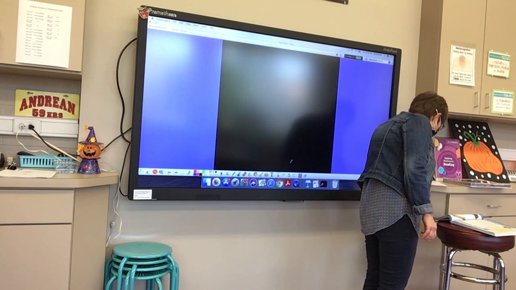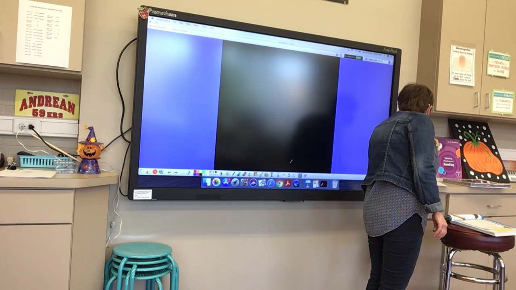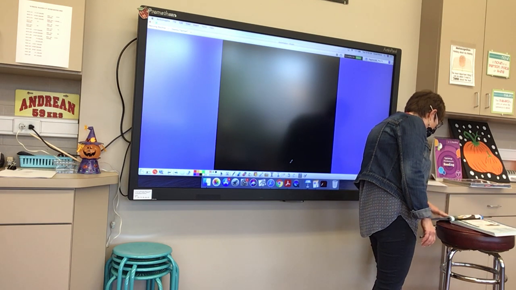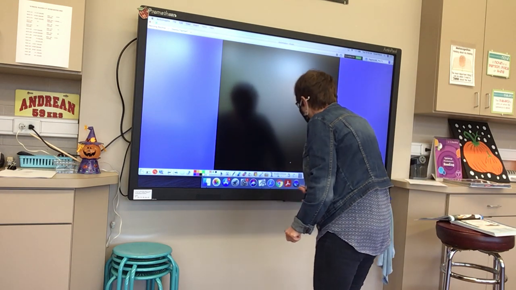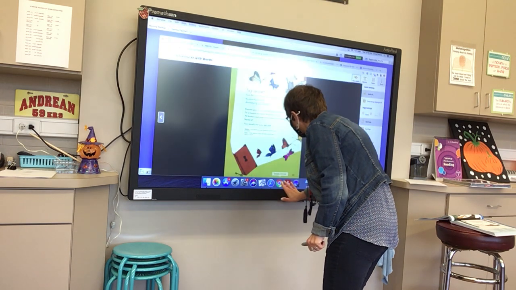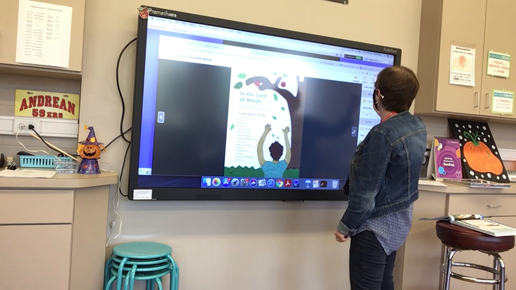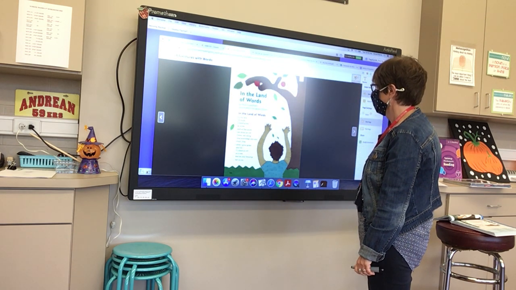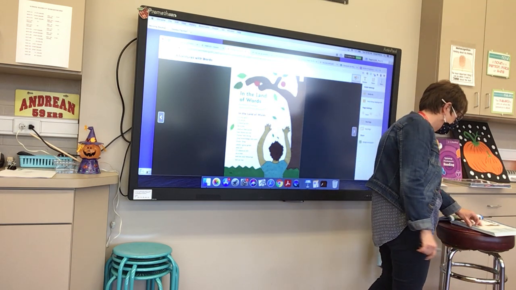So let's look. It says, how does the shape of "In the Land of Words" match the ideas in the poem? So let's look at "In the Land of Words," which is on page 152. So I'm going to go to that poem, 152. So let's look at that poem. "In the Land of Words" by Eloise Greenfield, illustrated by Jan Spivey Gilchrist.